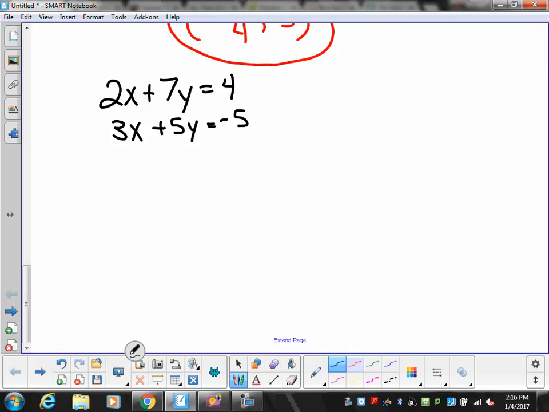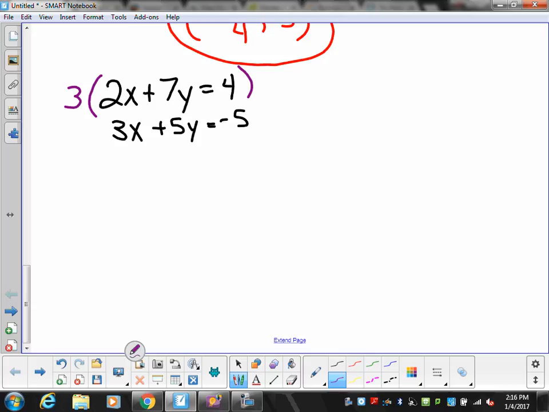You have to manipulate a little bit to where one of them does have an opposite coefficient. So what you do, look at the one that has the easiest numbers to work with. 2 and 3 is easier to work with than 7 and 5, just for size. And so what you do is you find a number they'll both go into. So 6, 2 and 3 will both go into 6. So what do I need to multiply 2 by to get 6? 3. I'm going to multiply that whole equation by that 3.